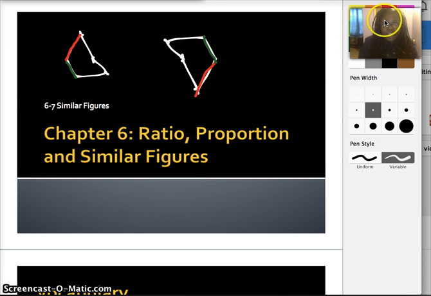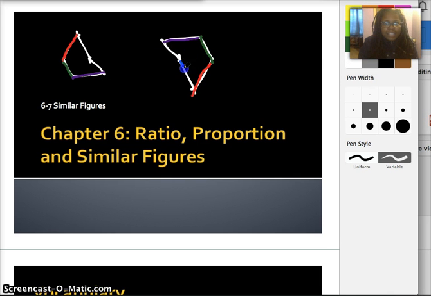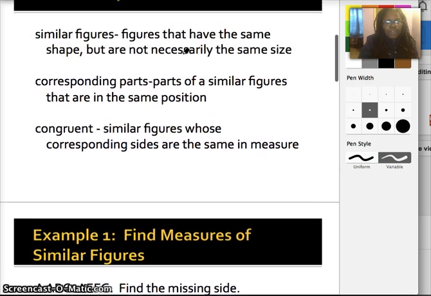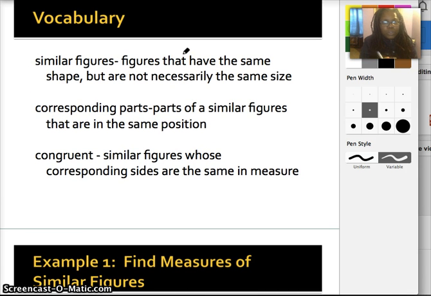And yes, I did turn this around, but if we remember where it was originally, the sides that I'm coloring with light colors are considered corresponding sides. That's going to be really important for us to understand how to solve some of these problems. So corresponding sides are the sides of a similar figure that are in the same position. And congruent figures are figures whose corresponding sides are the same measure. Basically, if you've got two similar figures and they're exactly the same size, then they're congruent.